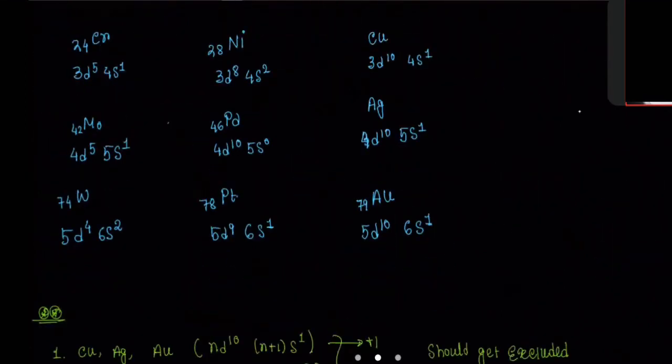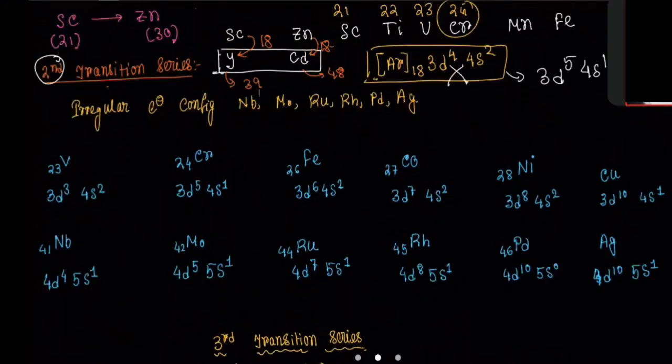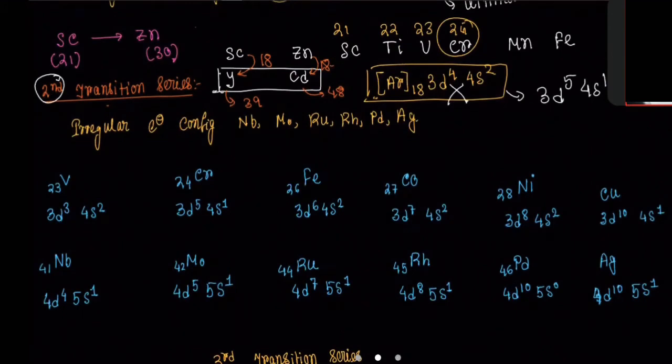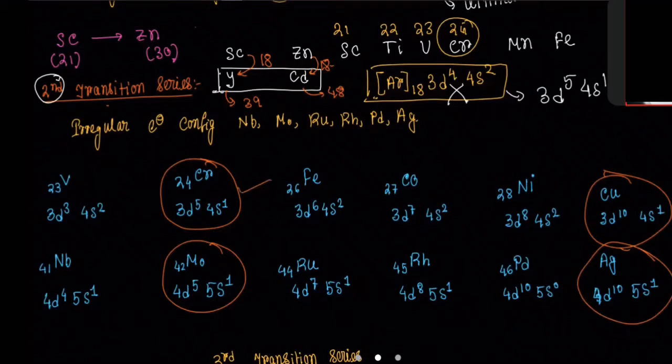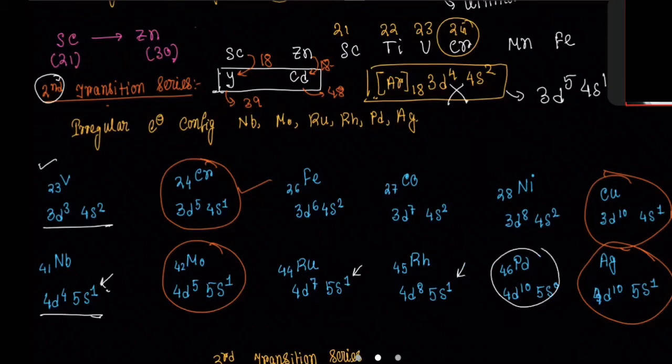Now this is the second transitional series. Over here you can see the irregular configuration being shown by niobium, molybdenum, ruthenium, rhodium. You have seen that chromium and molybdenum would have the same electronic configuration, isn't it? Similarly, copper and silver. But over here, vanadium has 3d3 4s2, but niobium has 4d4 5s1. Over here 5s1, here as well 5s1. Only in palladium it is 5s0.